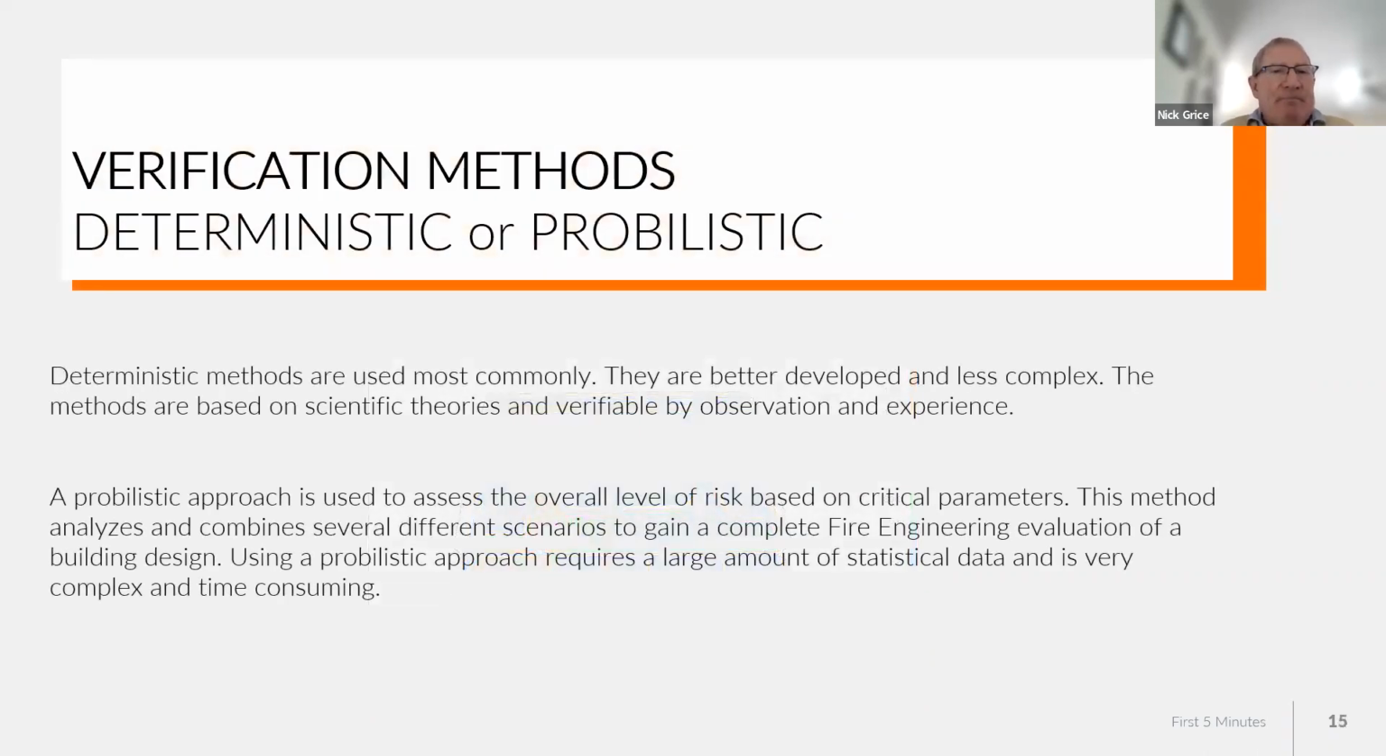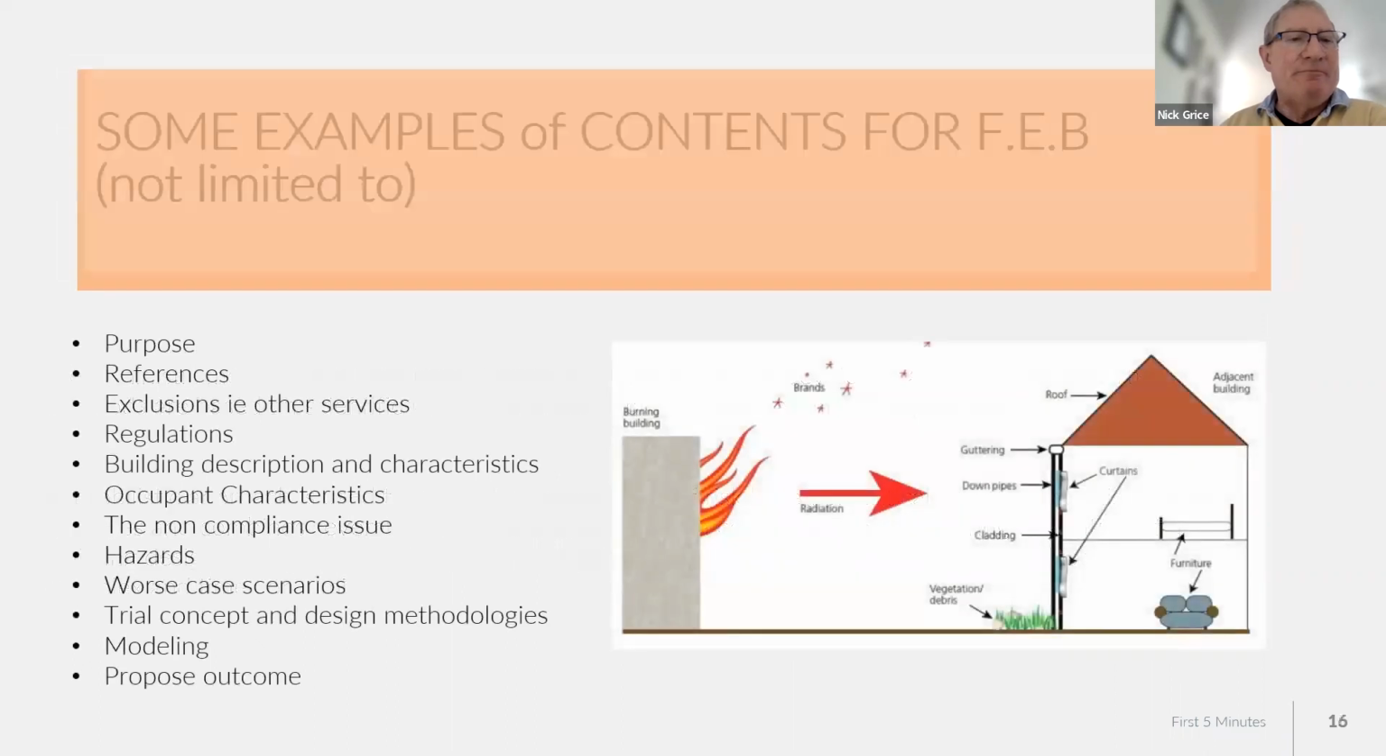So deterministic or probabilistic methods are most commonly used, and they're better developed in less complex. So they're used to assess the overall level of risk on critical parameters. The method analyzes and combines several different scenarios to gain a complete fire engineering evaluation of the building design. It requires a large amount of data and is very complex and time consuming.